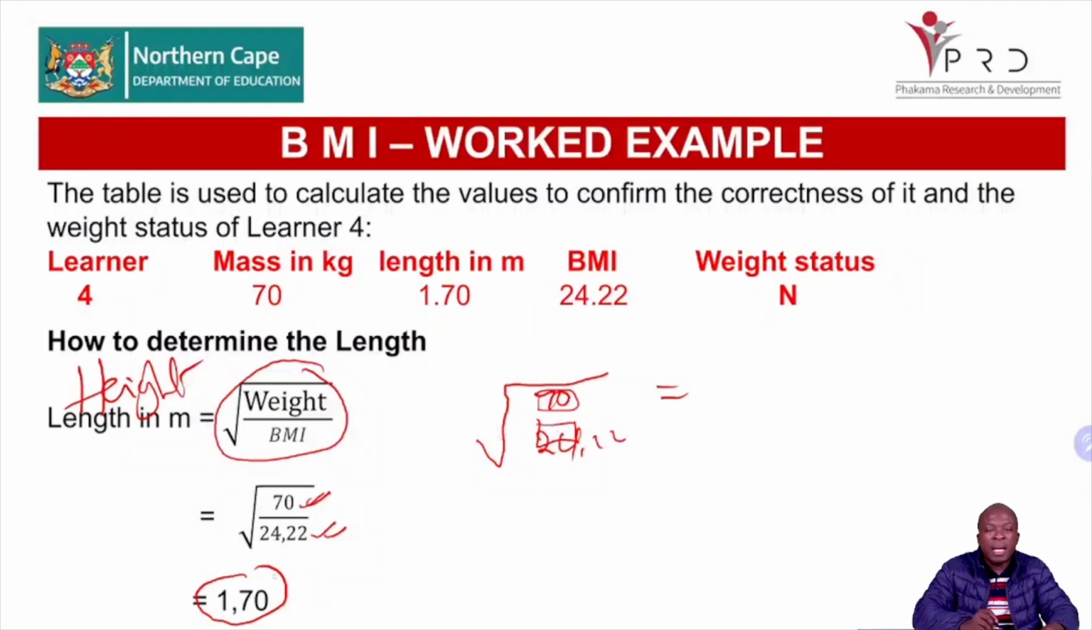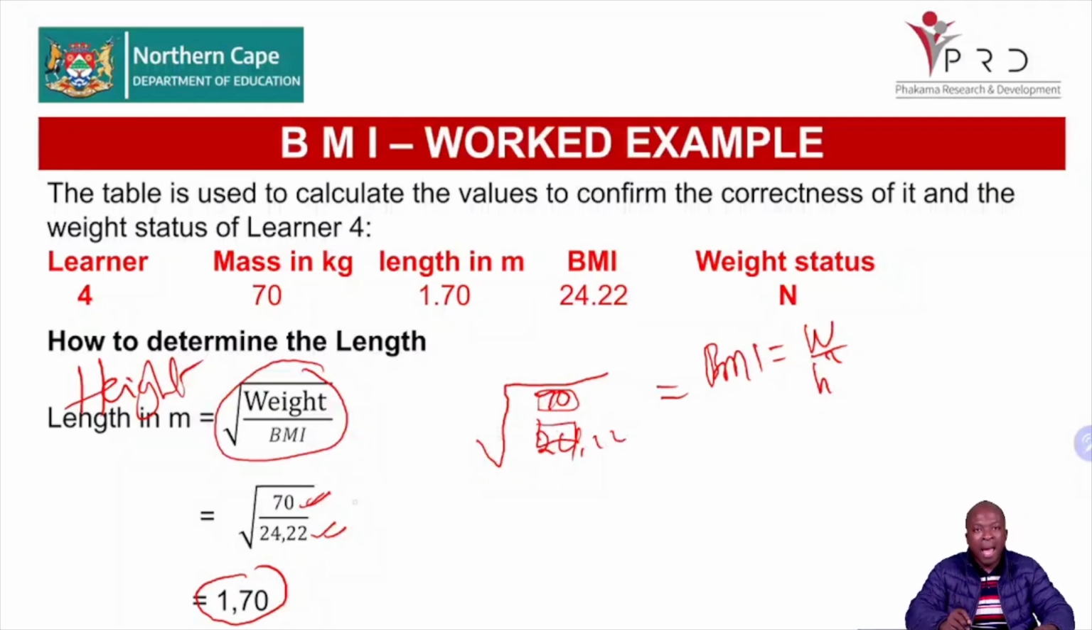You will see that you will get 1.70 meters squared. So whatever the case, make sure of this formula. Most of the time the examiner doesn't give it to you. They will only give you BMI is equal to weight over height squared. But you have to arrange the formula so that you can find the height.